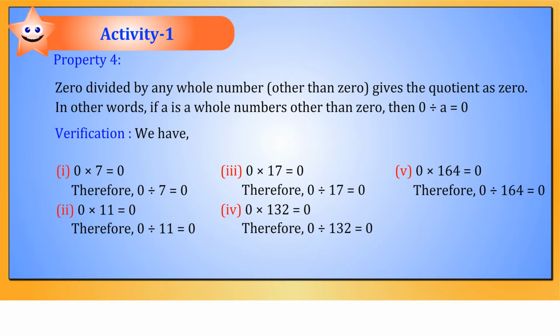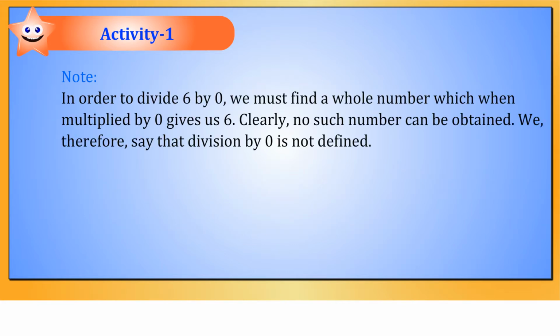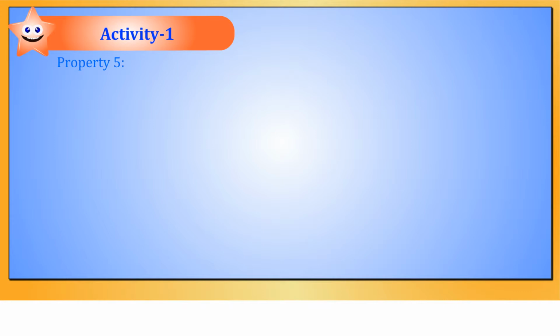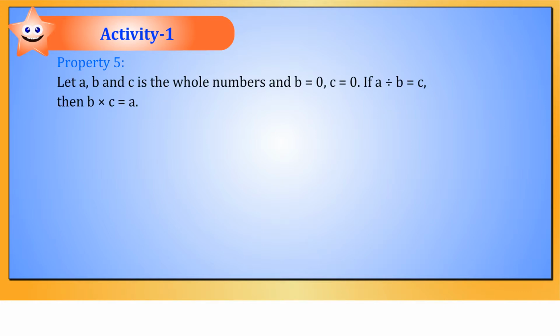Property 5. Let A, B and C be whole numbers and B not equal to 0, C not equal to 0. If A divided by B equals C, then B into C equals A. Verification. We have first 15 divided by 3 equals 5. Therefore 5 into 3 equals 15. Second, 27 divided by 9 equals 3. Therefore 9 into 3 equals 27.